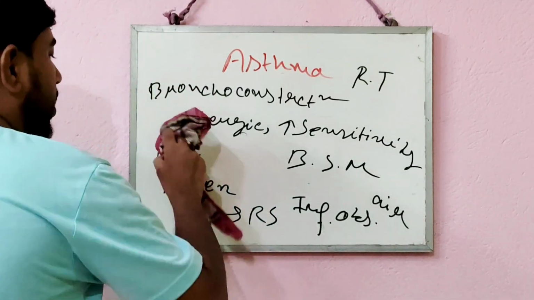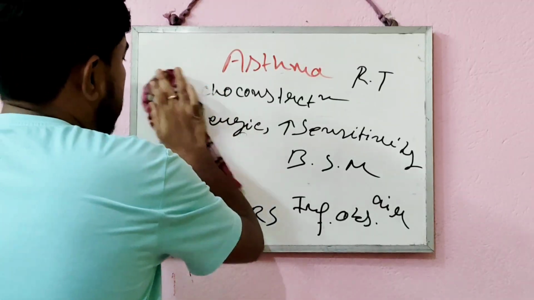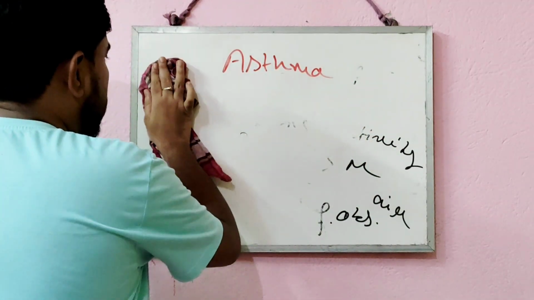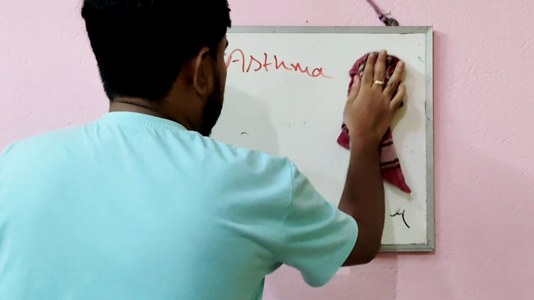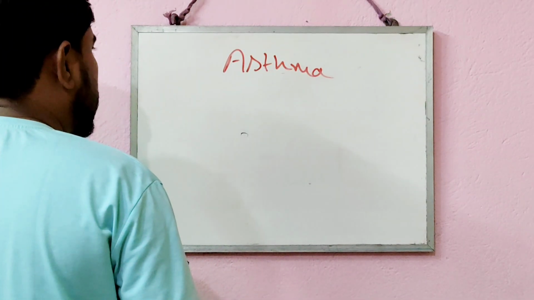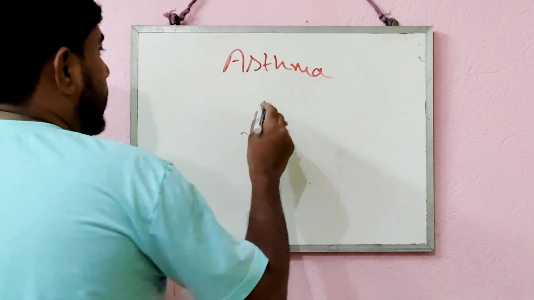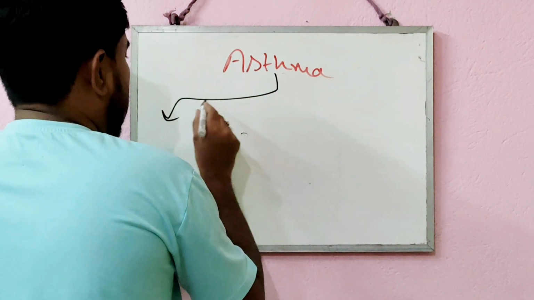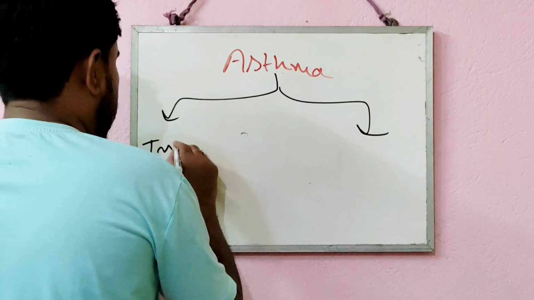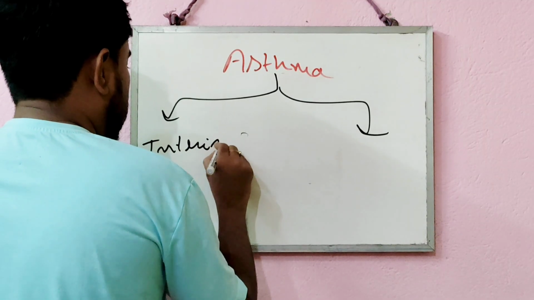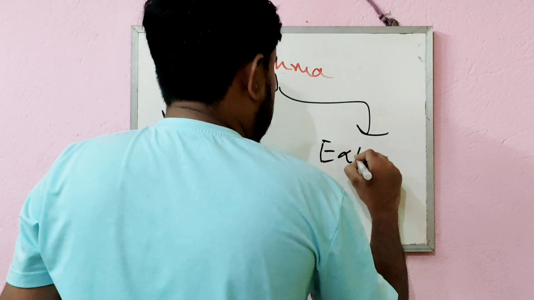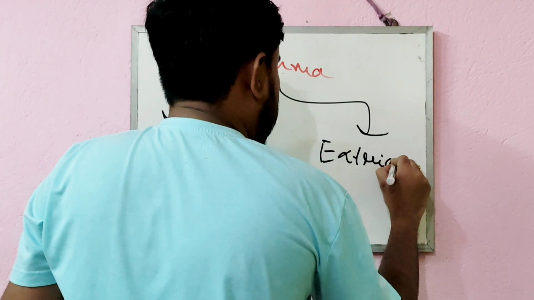Now asthma can be triggered by an allergic reaction, and sometimes it can be due to our daily life balance, or sometimes due to weather change. According to that, asthma can be classified into two types. One is intrinsic and another one is extrinsic. The common one is extrinsic.